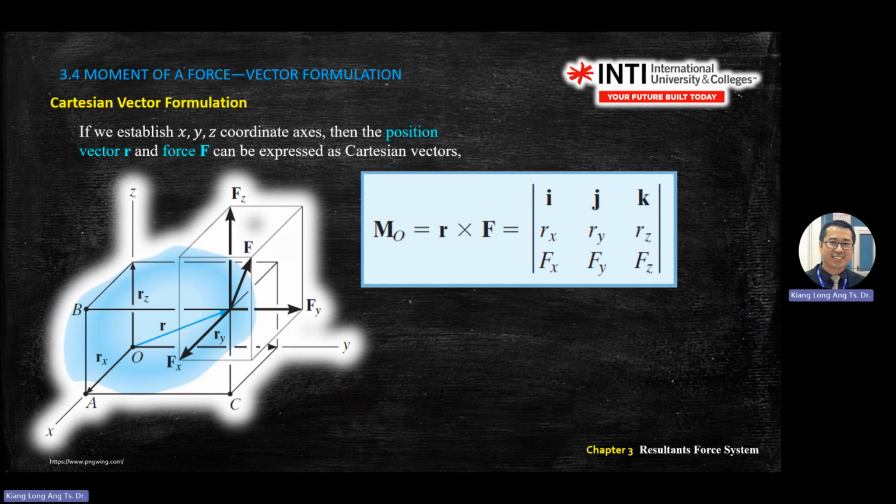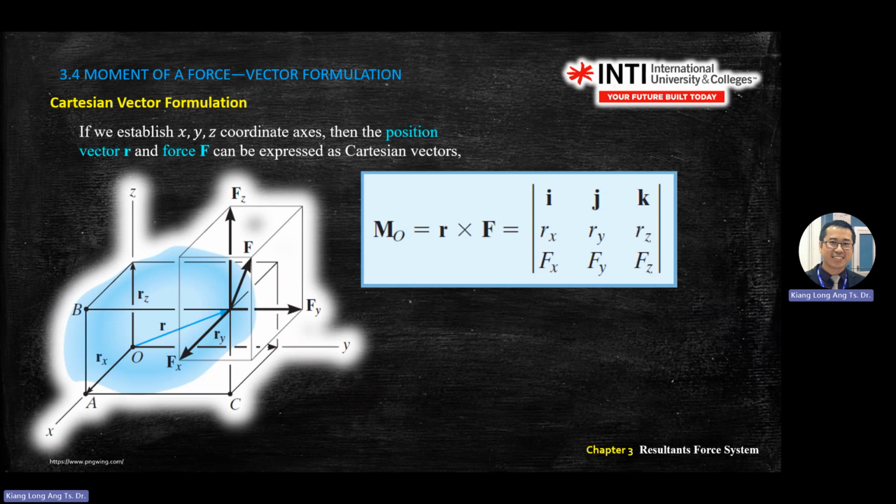You get this matrix form again. M at O will equal to R cross F, vector R cross F, equal to matrix form. You write ijk. This one is the position vector R: Rx, Ry, Rz. Bottom one is force. Fixed already. Because we want to get moment, we always get R cross F. R always in the middle, force always in the bottom. Then you know how to use this matrix already.